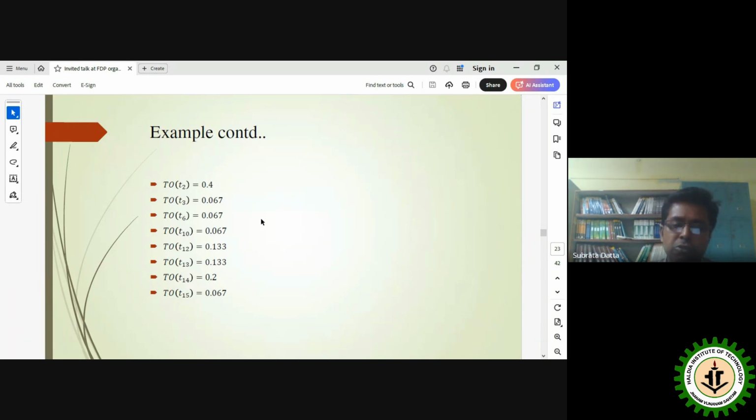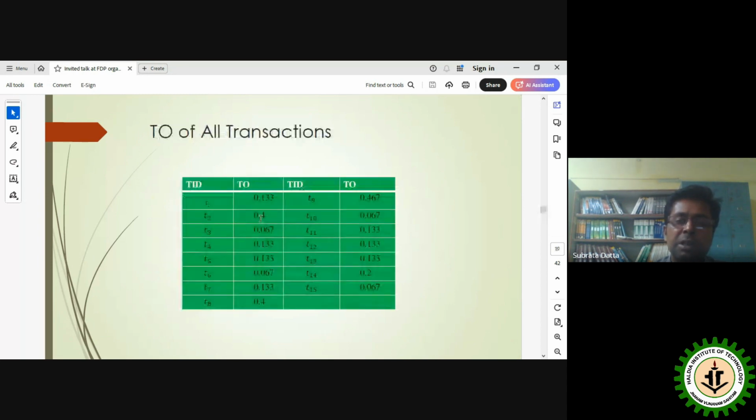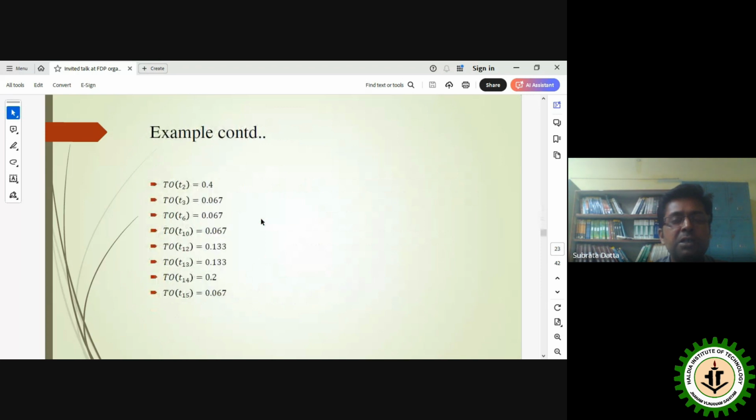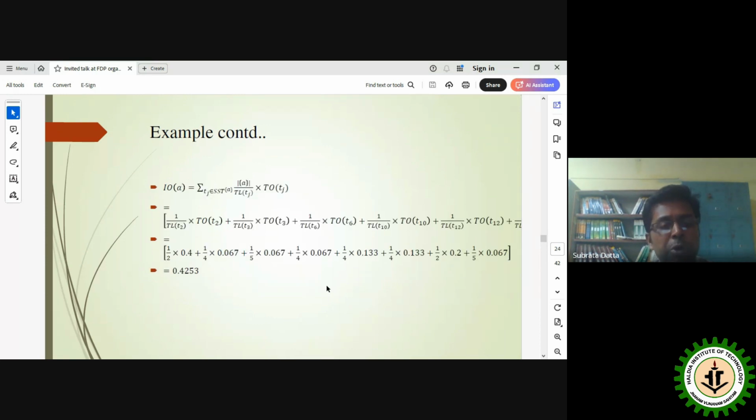Then this TO has been taken from the earlier table, where TO is present for each and every transaction. From there, we have taken TO for the corresponding transactions. Then we have computed the IO, that is the item set occupancy, for A. The formula is written there. Then we have put in the parameters and their values. For example, the IO of A comes to 0.4253.